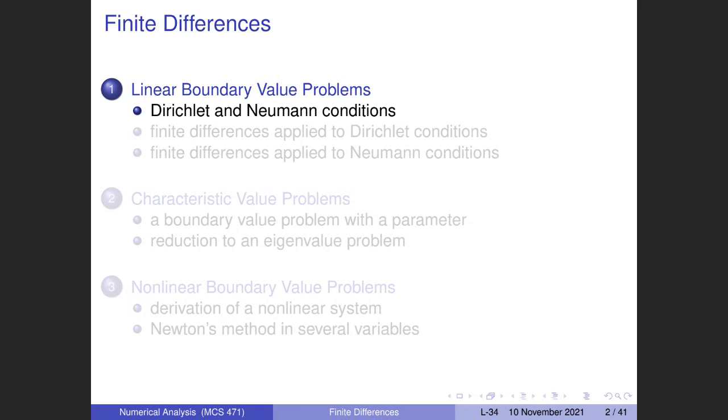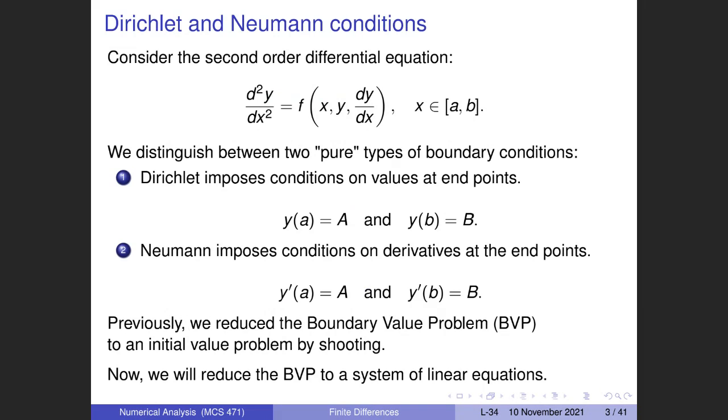So we distinguish between two main types of boundary value conditions. We call them Dirichlet and Neumann conditions. Here is the introduction to our problem again. We have a standard notation, so we define our second order differential equation with a right-hand side function f that depends on an independent variable x, a dependent variable y, and then its first derivative.